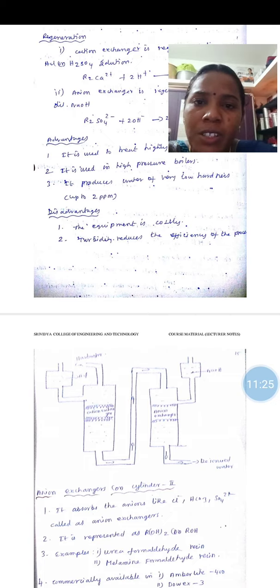The advantages of this method are that highly acidic and also alkaline water can be treated in this process, it is used in high pressure boilers, and it produces water of very low hardness. The disadvantages are that the equipment is very costly and more expensive chemicals are needed. The anion exchanging column can be regenerated by adding NaOH, and the cation exchanging column can be regenerated by adding HCl.